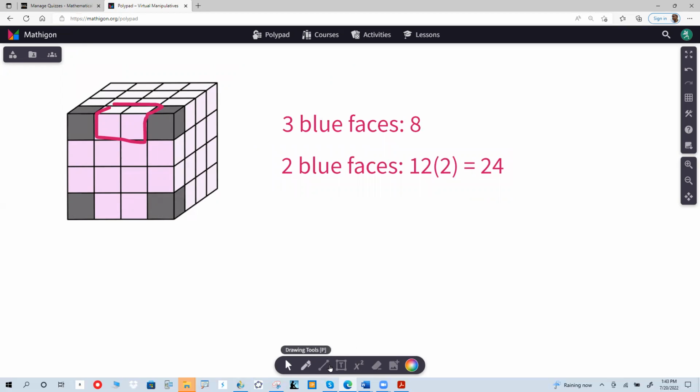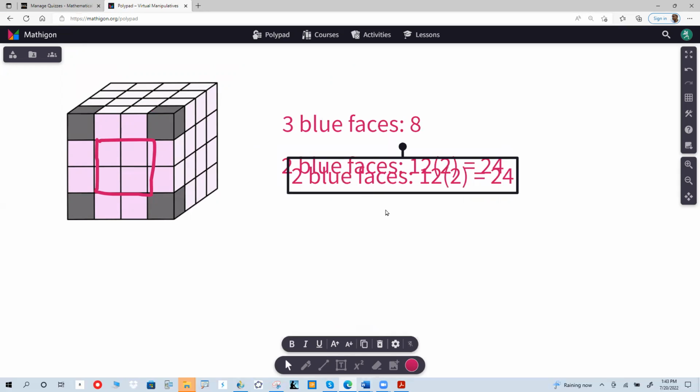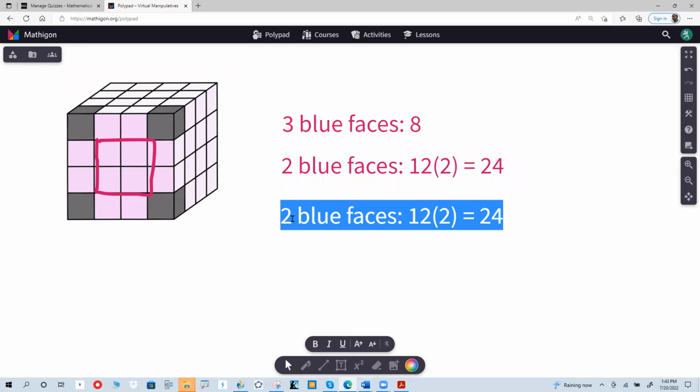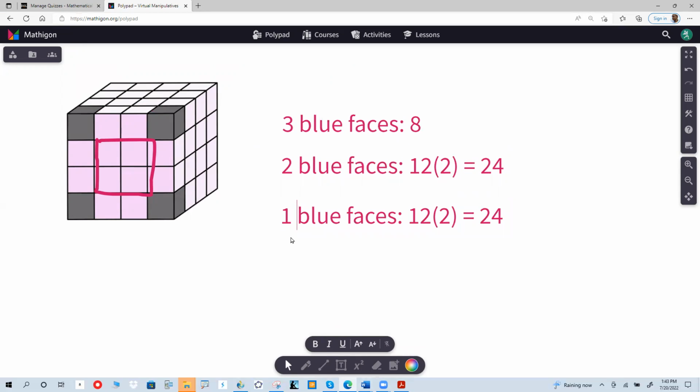Now, let's try the one blue face. That's going to be right here. How many per face? 4. Per face, but 4 times 6, there are 6 faces, right? Yes, sir. Four per face. There are 6 faces, and it happens to be 24.